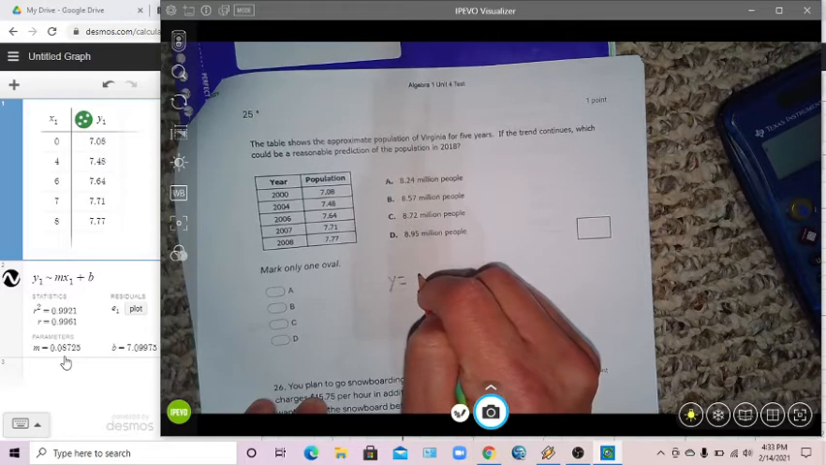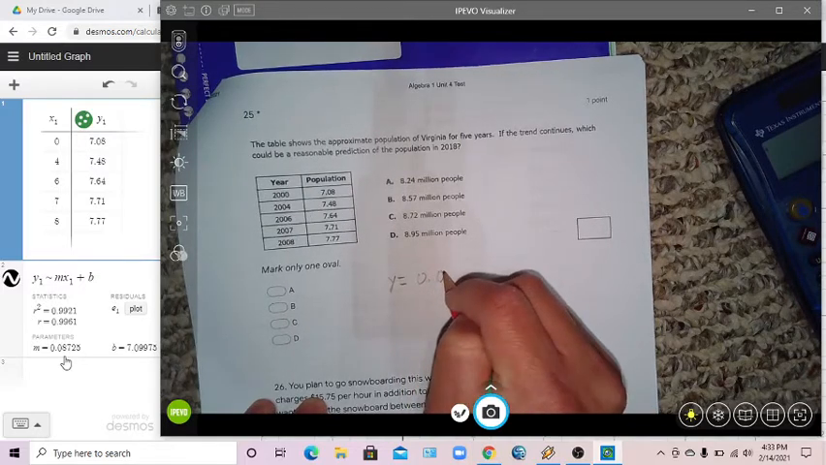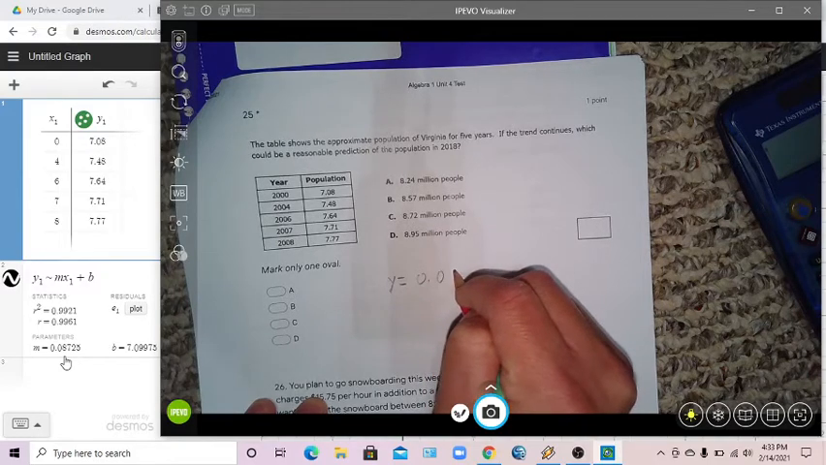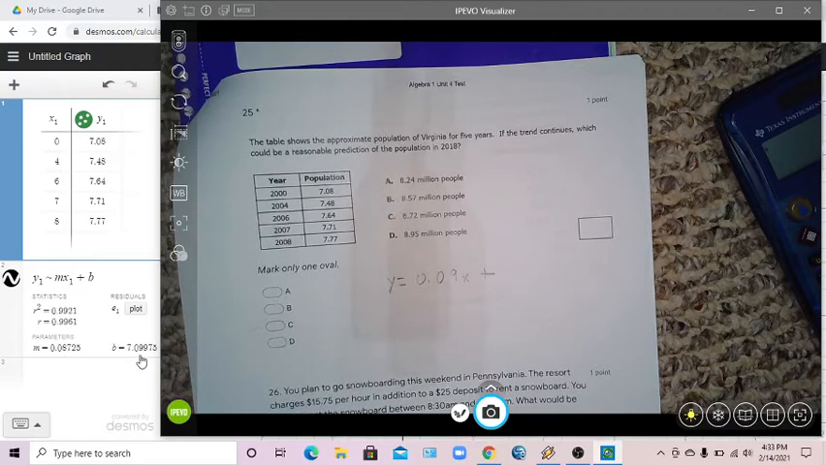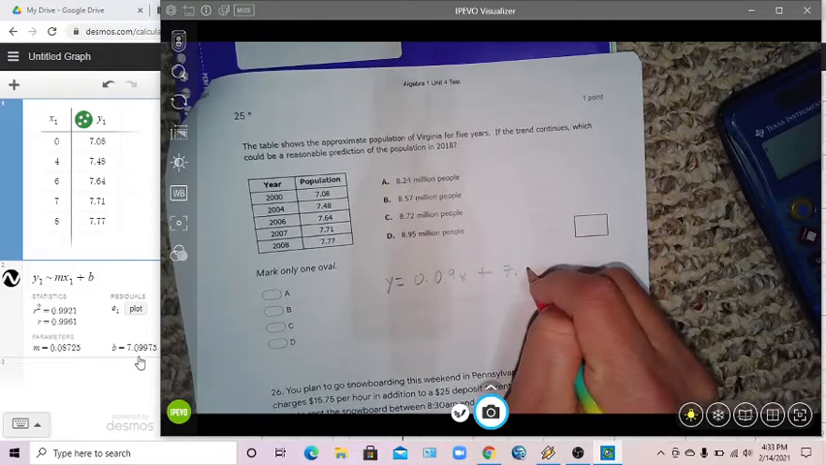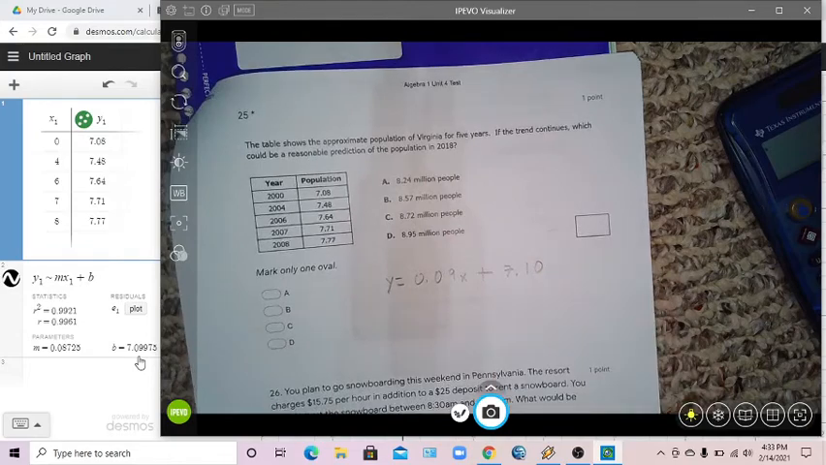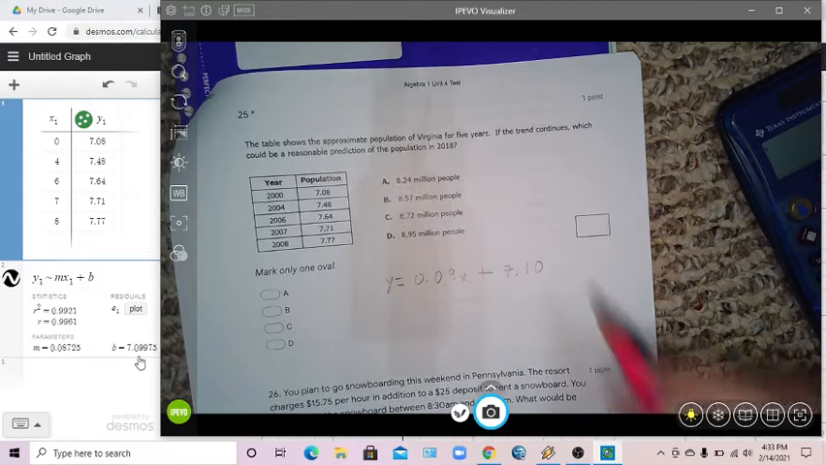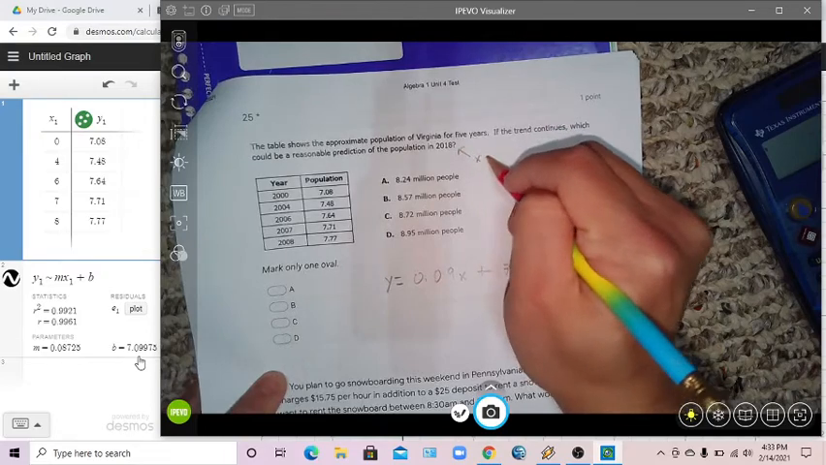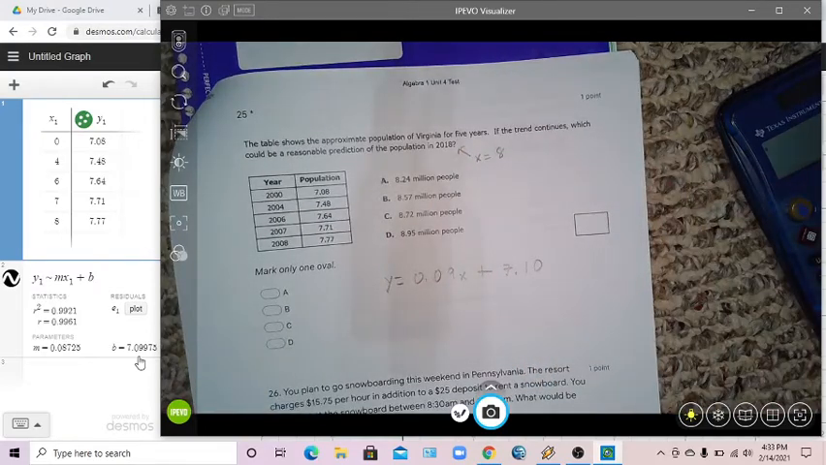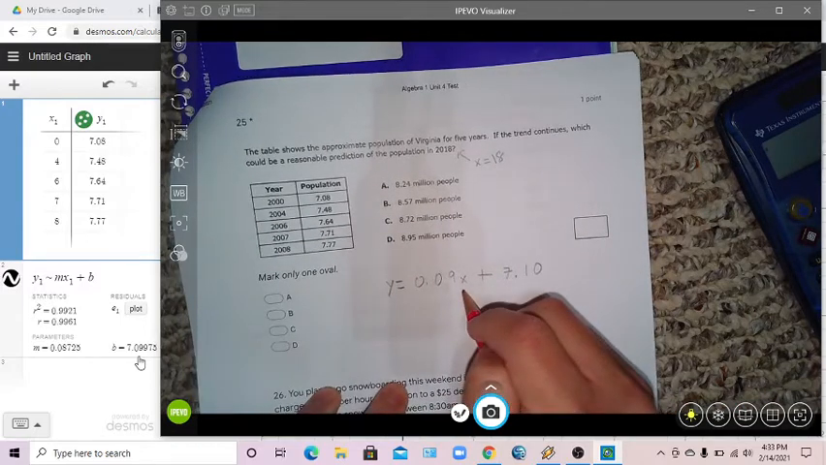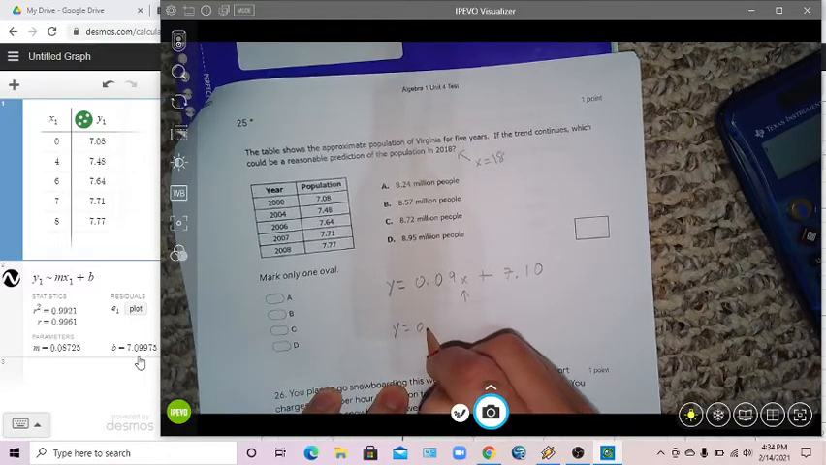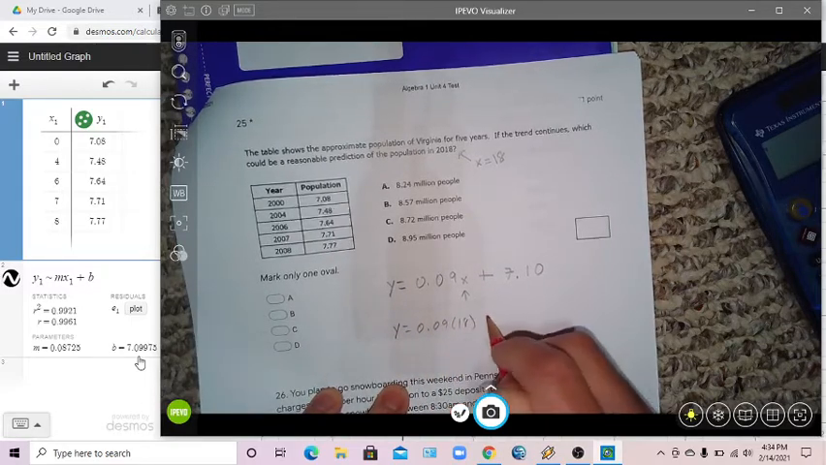All right, so the slope is 0.09x plus, and then the y-intercept is 7.09, so we're going to round it to 7.10. Okay. All right. So in 2018, x equals 18. Okay, x equals 18. So let's go ahead and put in 18 and see what we get. Y equals 0.09 times 18 plus 7.10.